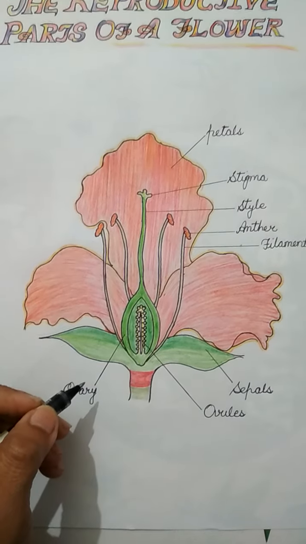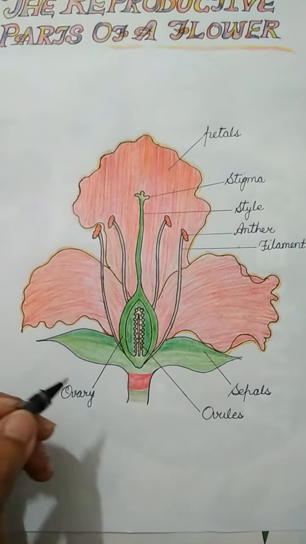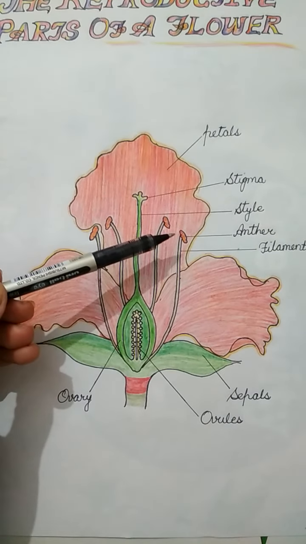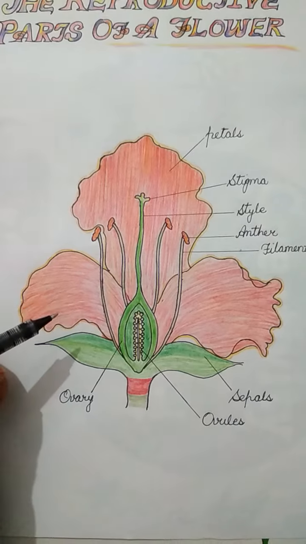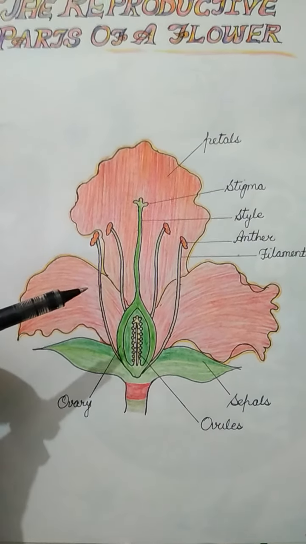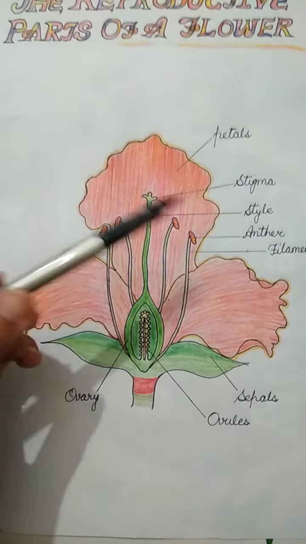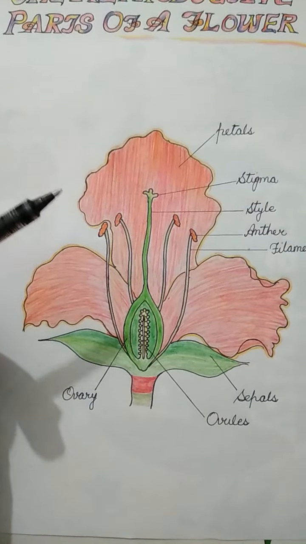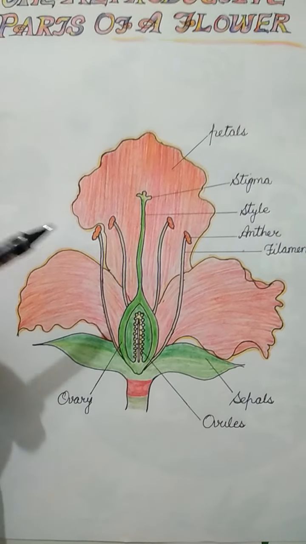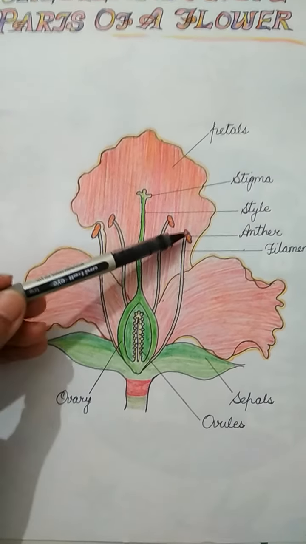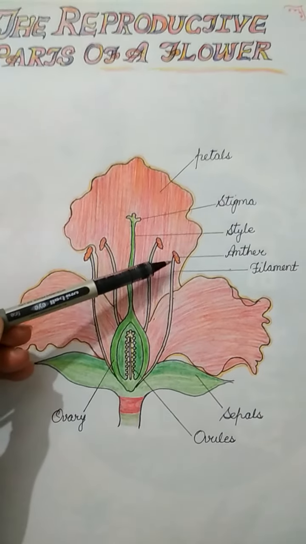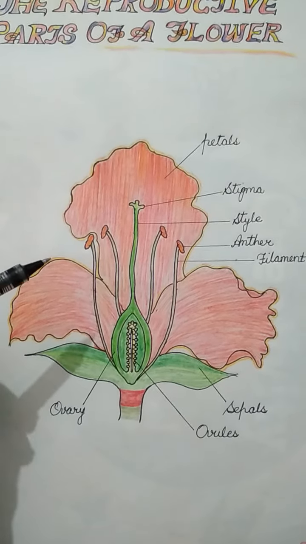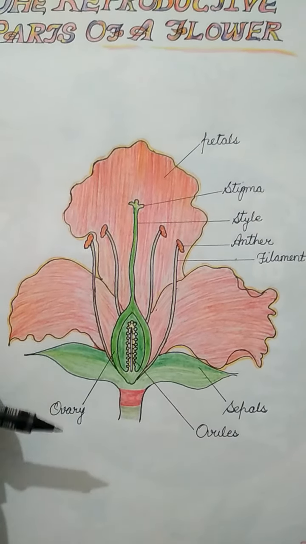Students, in a flower, the process of reproduction starts with the transfer of pollen grains. Generally, pollen grains are produced by the anthers. This process starts with the transfer of pollen grains from the anther of the flower to the stigma of a flower, by the action of air, water, and insects, etc. The transfer of pollen grains from the anther to the stigma is known as pollination, and these air, water, and insects are called the agents of pollination.